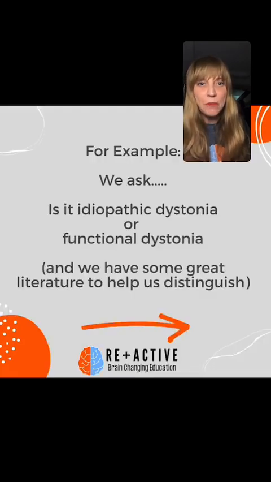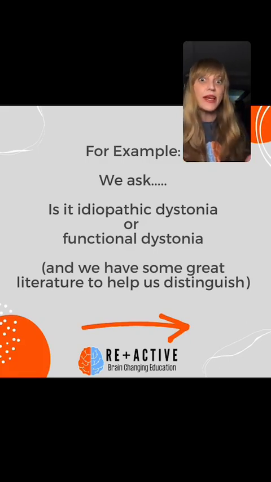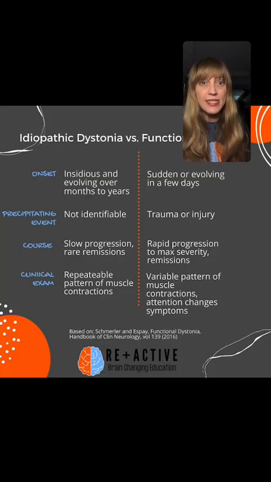So, for example, we might ask in dystonia, is it idiopathic dystonia or is it functional dystonia? And I shared one of the posts that I've shared before, where there's some great literature to help us distinguish between idiopathic dystonia and functional dystonia. They can tend to have a different onset, maybe different precipitating events, a different course, as well as some differences in our clinical exam.